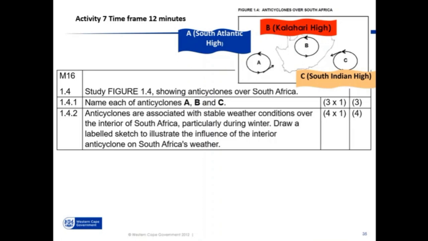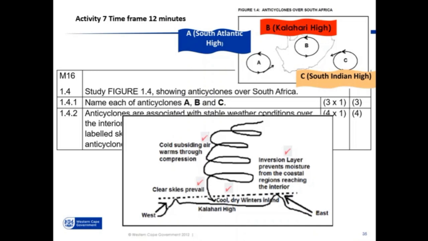1.42, anticyclones are associated with stable weather conditions over the interior of South Africa, particularly during winter. Draw a labelled sketch to illustrate the influence of the interior anticyclone on South Africa. Okay, ladies and gentlemen, I'll give that to the children. So, ladies and gentlemen, boys and girls, there's your illustration for 1.42. Okay, I'll give you a few seconds to quickly draw. Look at the line. There is a line going across the picture. That is the inversion layer. Okay, we're talking about the winter months.